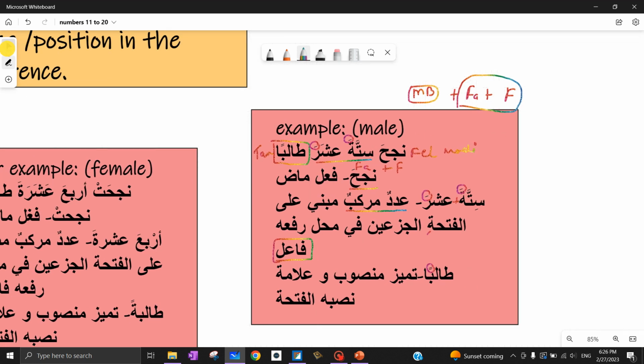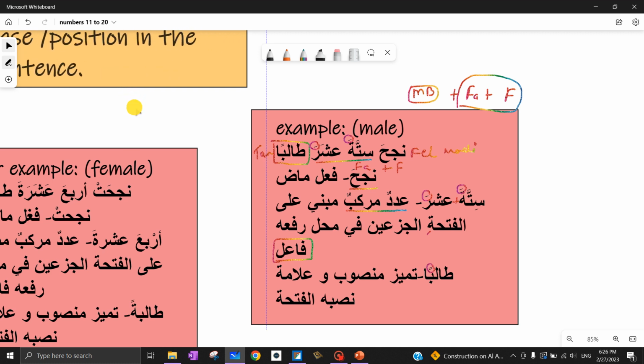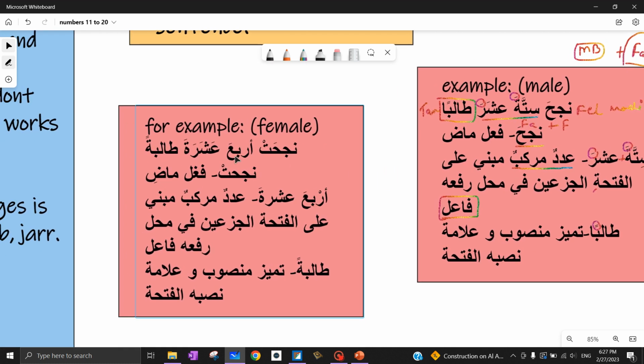So let's do the I'rab for the female one. Najahat. In this case, we did it for male. Now we will see it for female. It's the same. Najahat arba'a ashara talibatan. Since I wanted to do more I'rab for the numbers, I thought it's better to do it in female. Now you see, this is for male, and these two parts are male, male and male. Only this part is female.